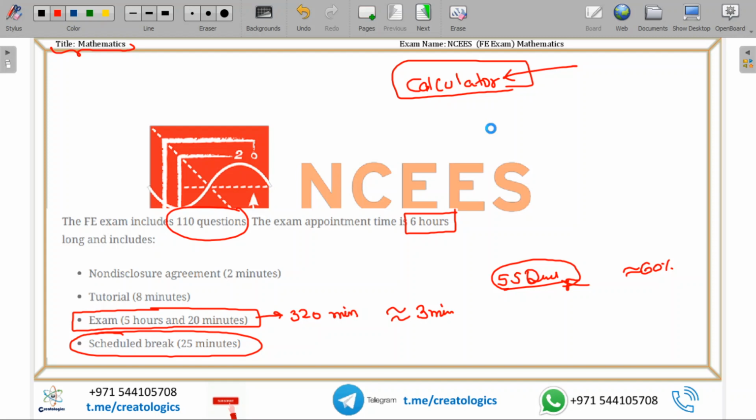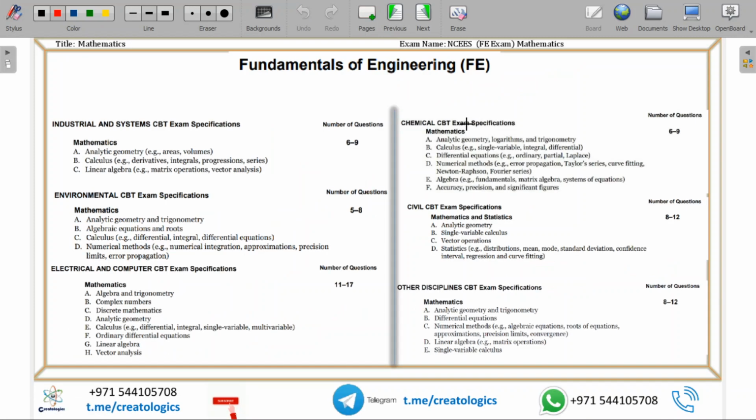Okay. Now let's talk about the mathematics part. In the Fundamentals of Engineering, based on the different disciplines, the syllabus for mathematics is different. Like for industrial and systems, it's a computer based exam, CBT. For industrial and systems, the mathematics syllabus is analytic geometry, calculus, linear algebra, and approximately 6 to 9 questions will be there. Okay, an average of 5 to 8 questions from mathematics will be in your environmental exam.